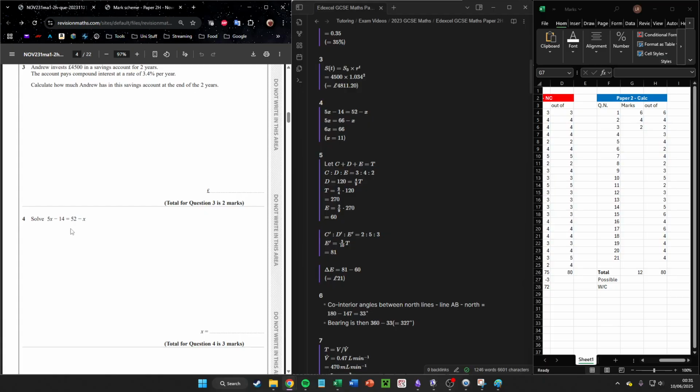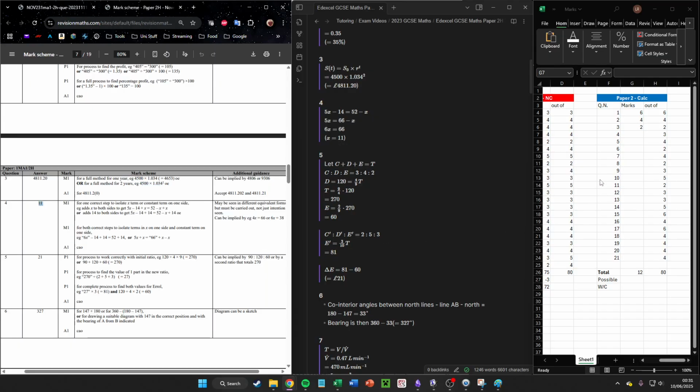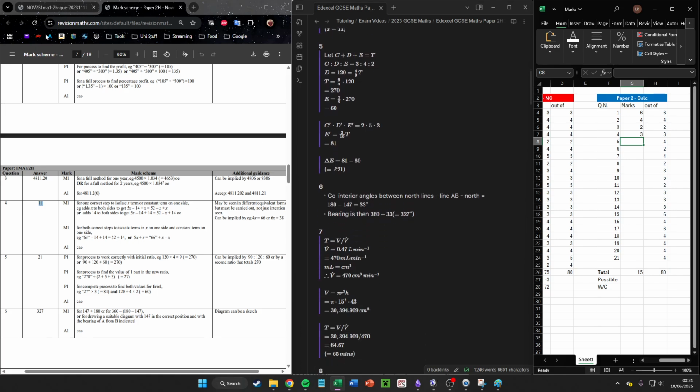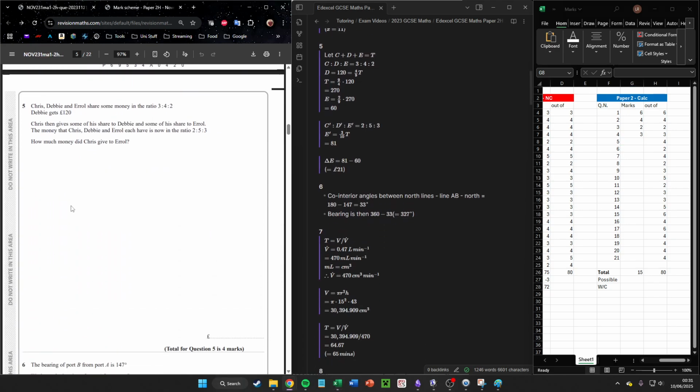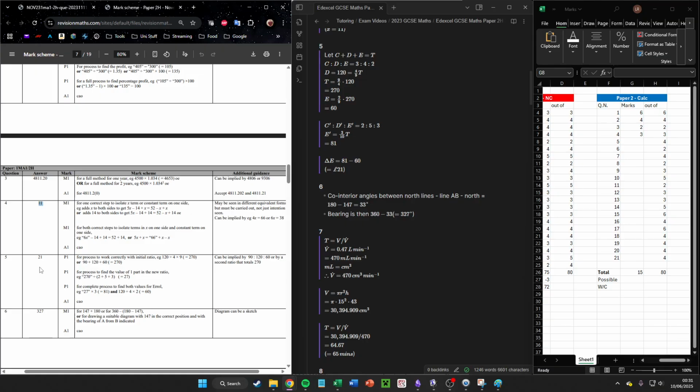Question 4, 5x minus 14 equals 52 minus x. Just solve for x. I got x equals 11, and yes, x equals 11. So 3 marks because I did follow the standard rearrangement strategy. Question 5 is about change in ratios, and I ended up with a £21 change, and that is correct, yes.